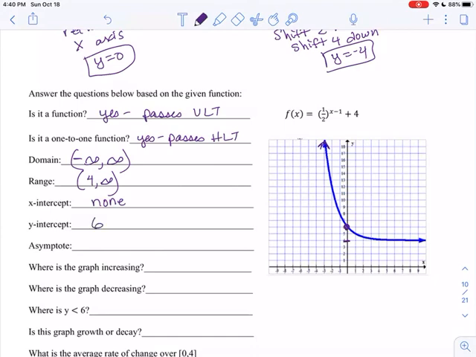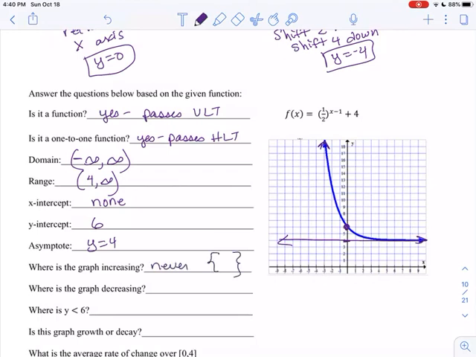Is it intercepting the x-axis? No, it's not. Is it intercepting the y-axis? It sure is, right here at 6. My asymptote is the line that it's approaching but never touching. The one that I just drew right there is y equals 4.